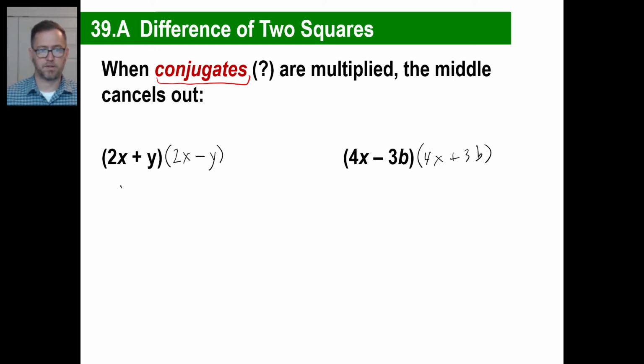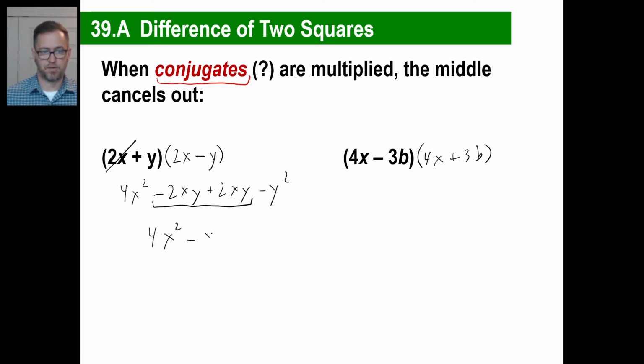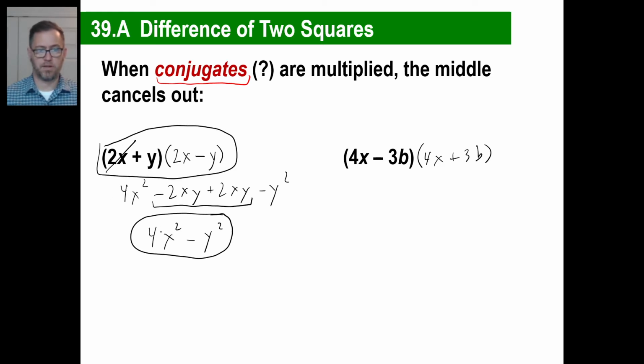Now watch what happens when you multiply these out. 2x times 2x is 4x squared. 2x times negative y is negative 2xy. Y times 2x is positive 2xy. Y times negative y is negative y squared. Look at what happens here: this cancels, so we have 4x squared minus y squared. Look at that for a second. What's the relationship between the 4x squared and 2x? What's the relationship between the y squared and the y? Come back to that in a second.